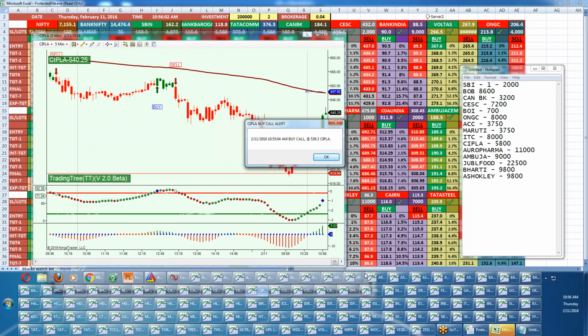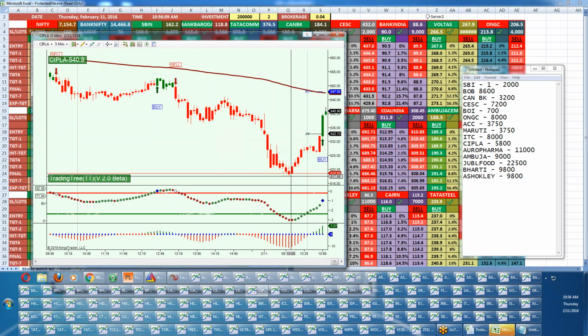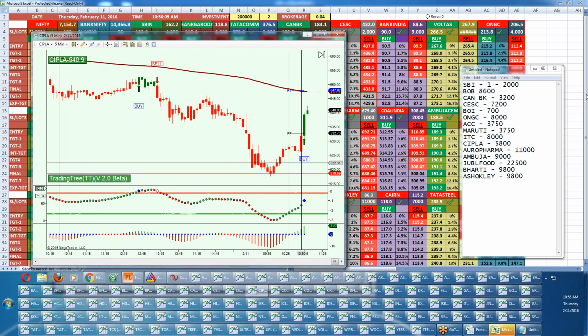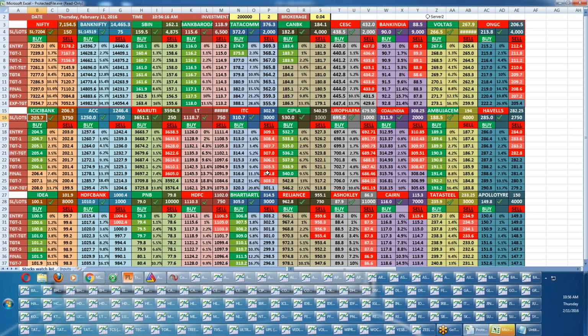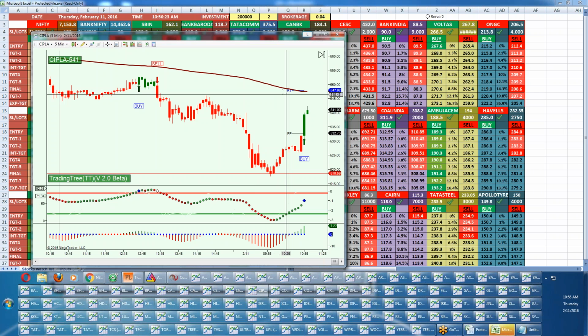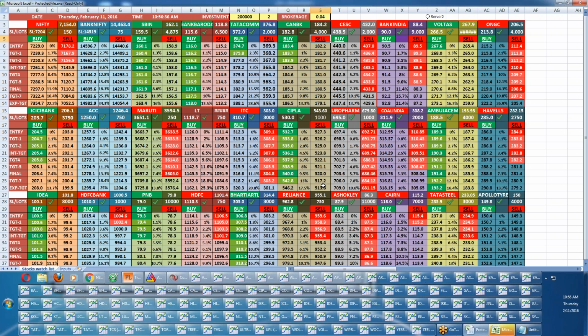So you have that buy in Cipla now. It has done its final targets, and there is much more upside for that. It can go up to 547. So that means another 5 rupees here. It's already given you 10 rupees.